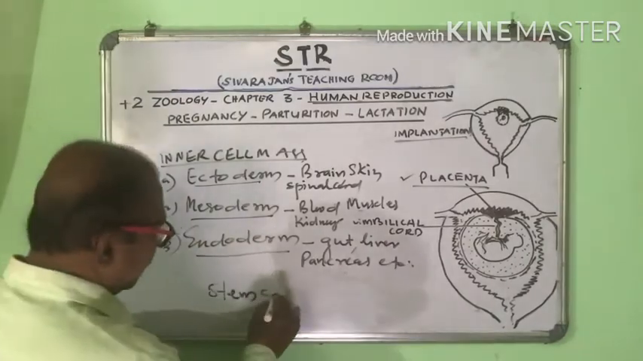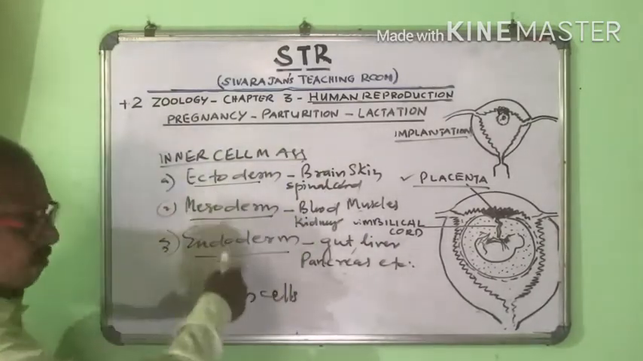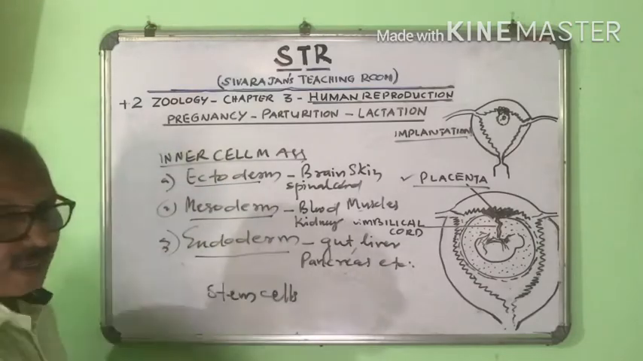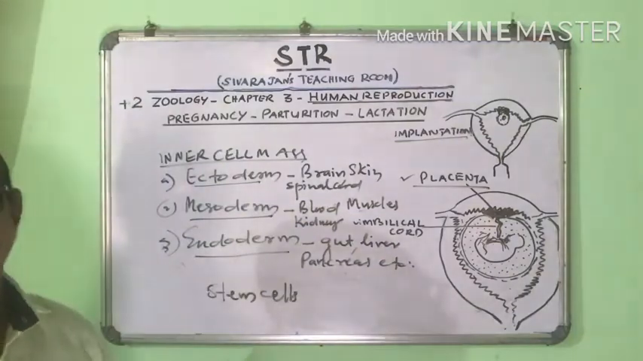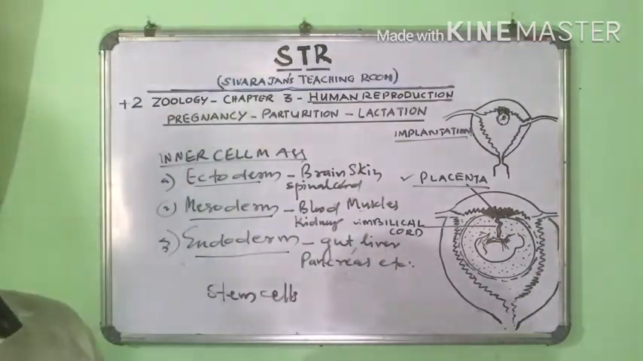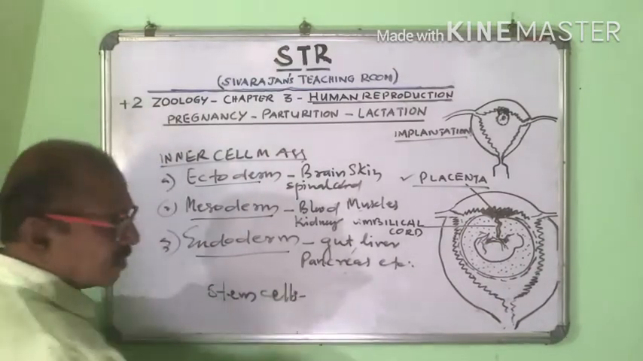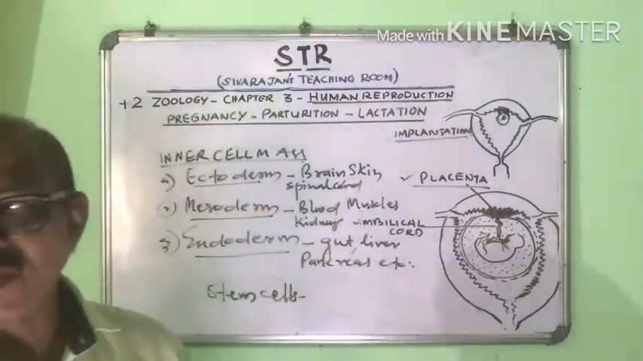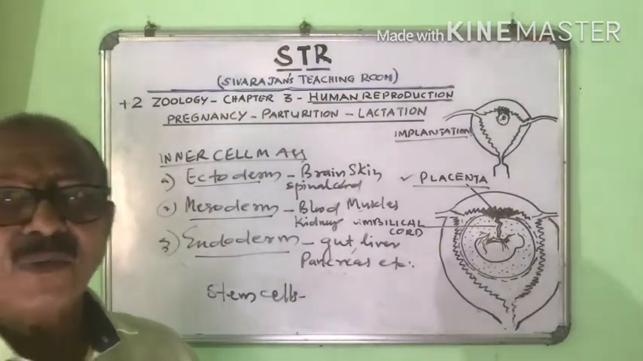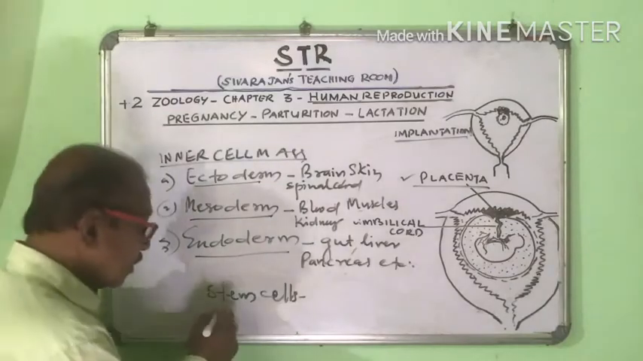This differentiation into these three different layers and development into the different muscles, tissues, organs, etc. is due to the presence of stem cells. What is a stem cell? Stem cells are special cells which can develop into any type of tissue or any type of organ. So these are the stem cells.